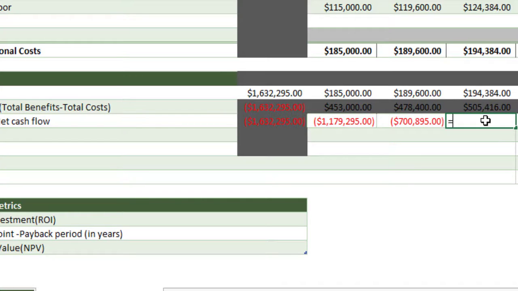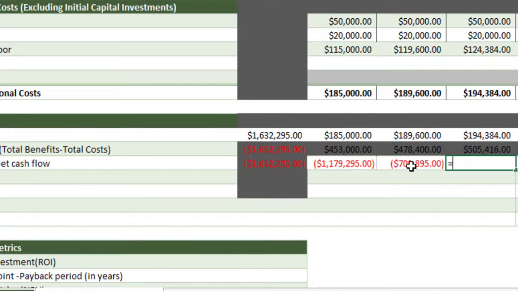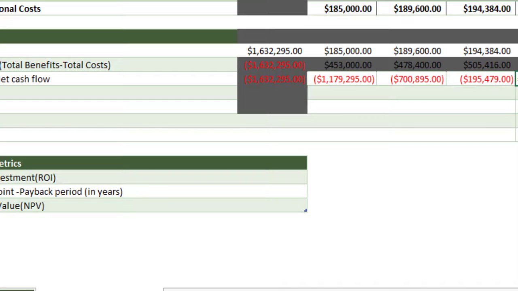To determine the cumulative net cash flow for 2015, we are going to pick the cumulative net cash flow for last year. We add the benefit we have collected for the year. You can see still we are operating on negative. Then lastly, for 2016, we are going to get the cumulative net cash flow for last year, and we add the benefit for this year, and it gives us that particular value.